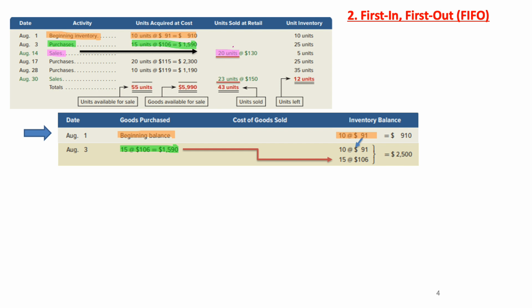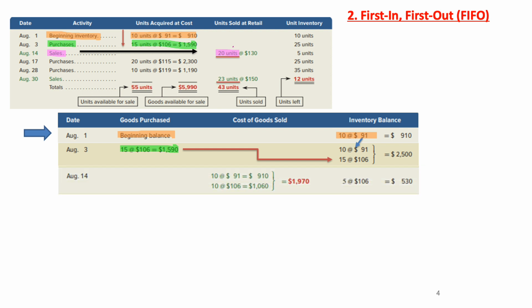So how am I going to record the sales? Because we're doing first in, first out, we have to sell whatever we have at the beginning of my inventory first. So what do I have? I'm going to take 10 units from the beginning inventory because we sold 20 units. Why did I take 10 units from the beginning inventory? Because we're doing first in, first out. The first thing I have should be the first thing to be sold.